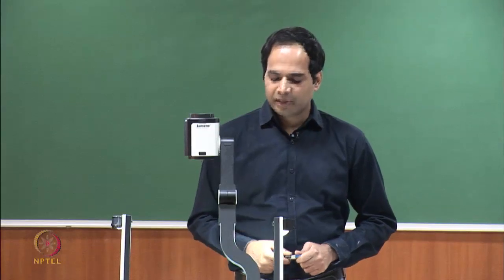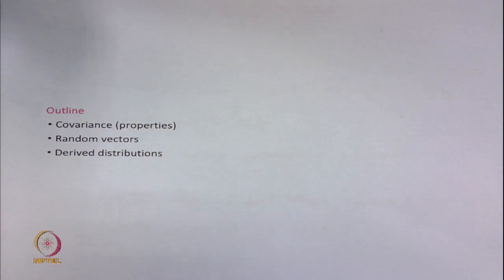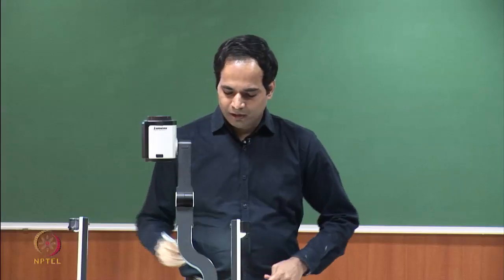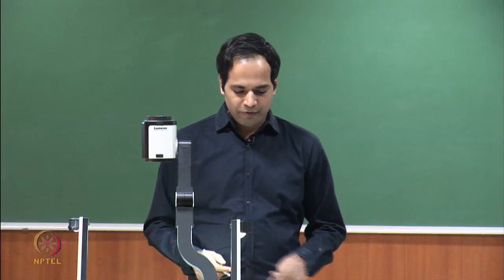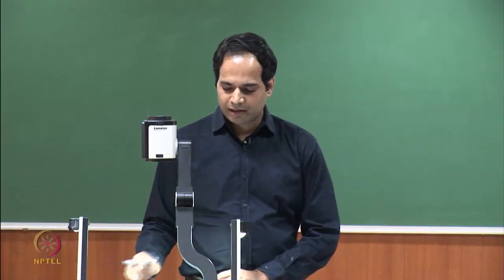We will complete the discussion on covariance and look at the properties of covariance. We would then cover another important concept, random vectors, and finally we will look at derived distributions. So, this is what we have for you today. I am starting from covariance, where we left off in the last lecture.